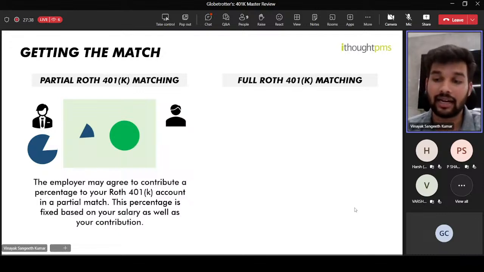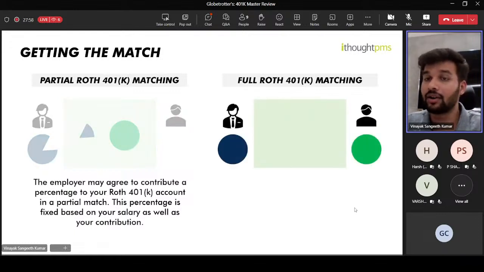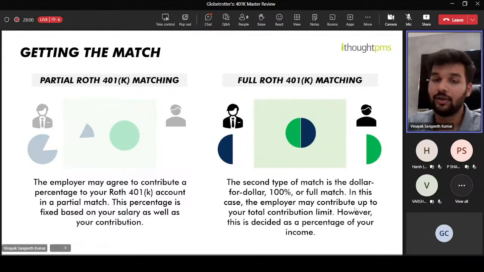Suppose I'm contributing $100, and the employer says, if you contribute $100, I'll match the contribution up to 20% and contribute $20. So you should be aware of the match and the options available with your employer and try to make the most out of it. Similarly, what does a full Roth 401k match mean? It is something called dollar-to-dollar matching, also called a full match.